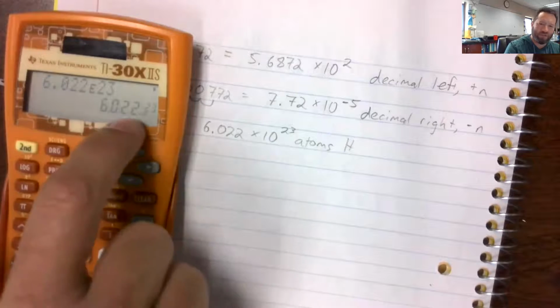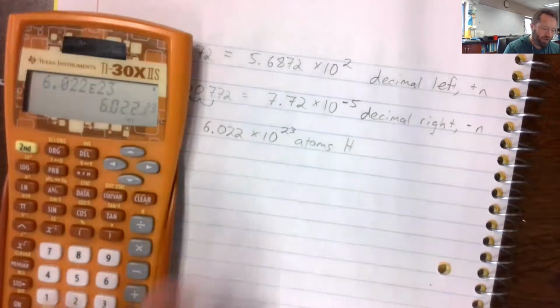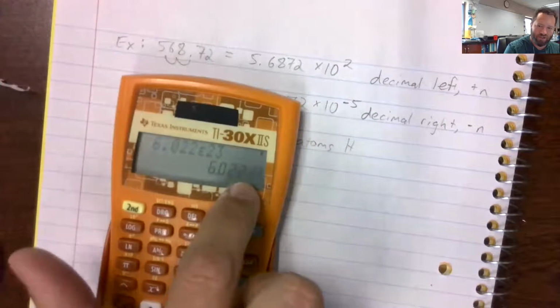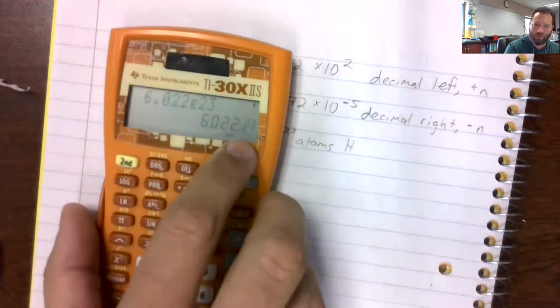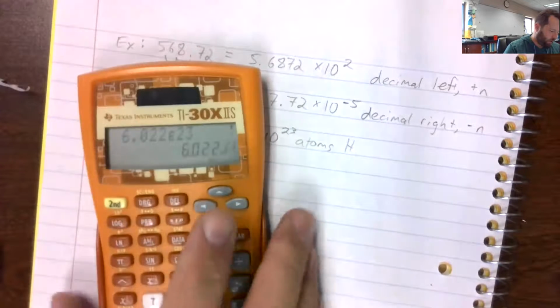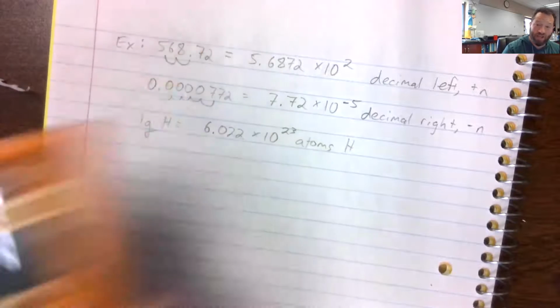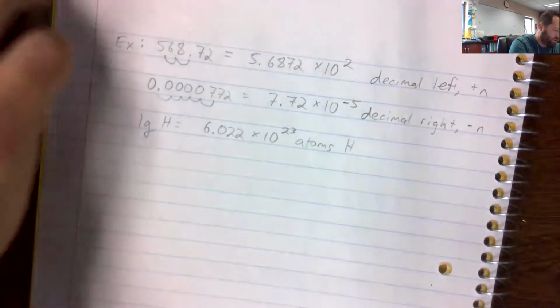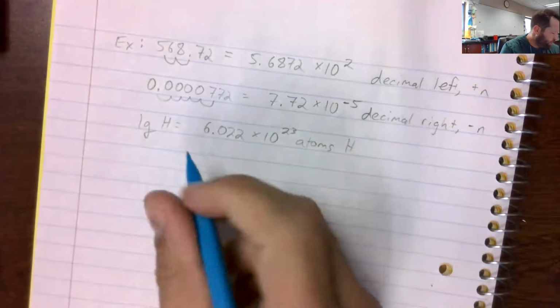If you want to double check, if you don't trust me with that big E button, just hit enter. Look at that calculator. It gives us the number. It even says times 10 to the 23rd right there, because that's the number we're working with. So again, I highly, highly recommend you use that big E button. Start getting comfortable with it for this class.